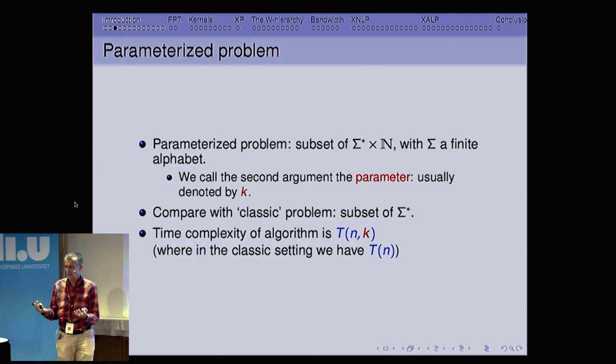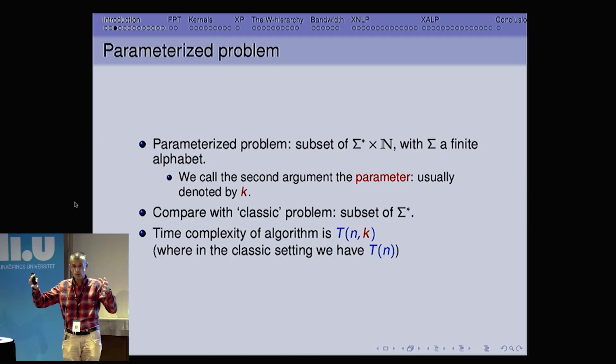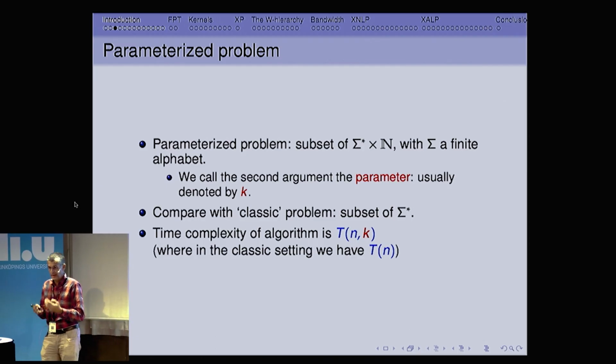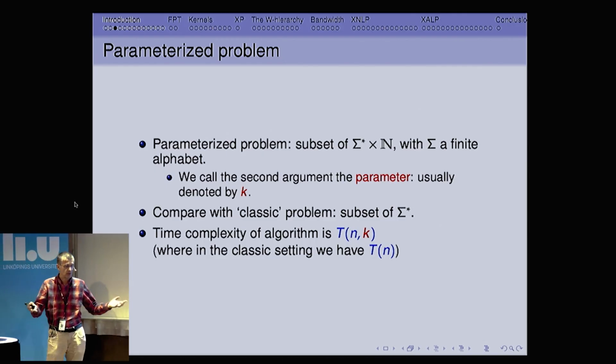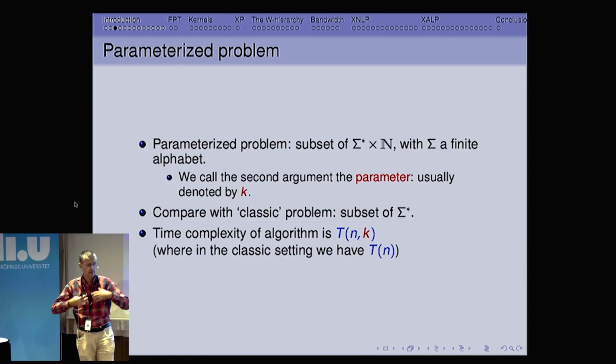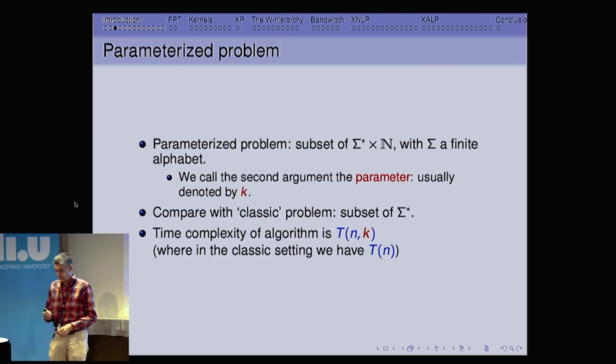So what is a parameterized problem? A normal problem is a set of strings. A parameterized problem is a set where every element is a pair consisting of a string and an integer. The string is what you would call the input, and the integer is what you would call the parameter, which you think is small. The time complexity is then a function of these two, the input size and the parameter, while classic complexity looks at the time as a function of the input size only.